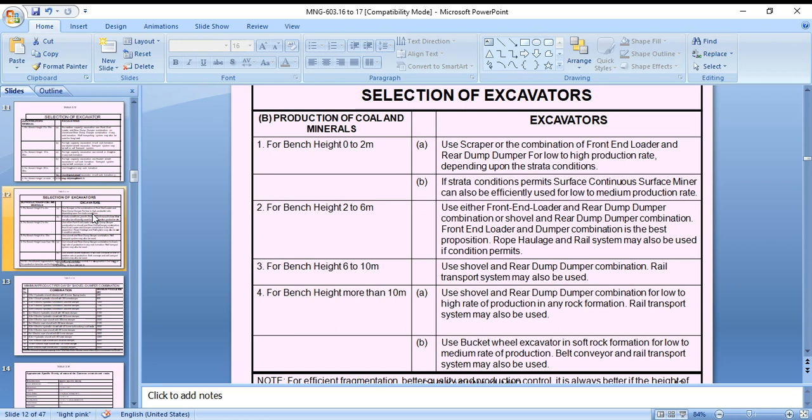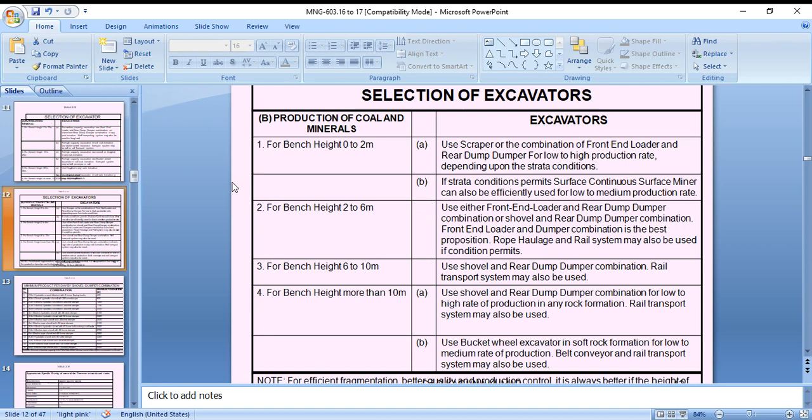For bench height more than 10 meters, use a shovel and rear dumper combination for a low to high rate of production in any rock formation. A rail transport system may also be used. Use a bucket wheel excavator in soft rock formation for low to medium rate production. Belt conveyor and rail transportation systems may also be used. So this is for the production benches.